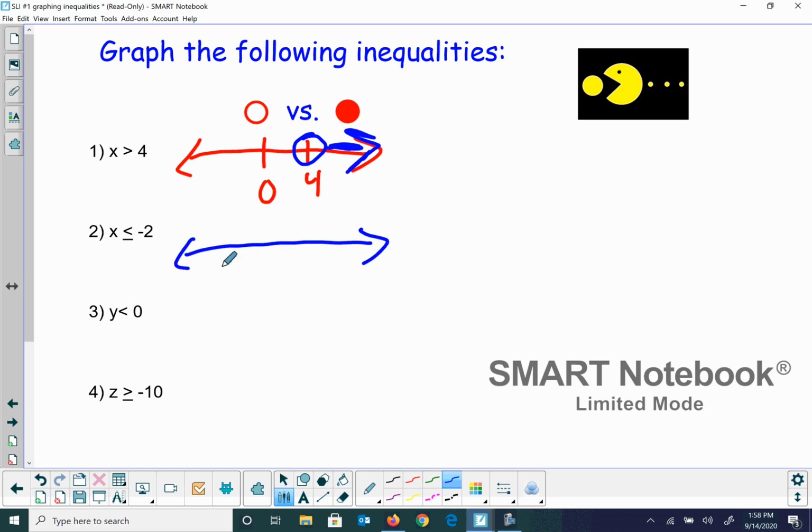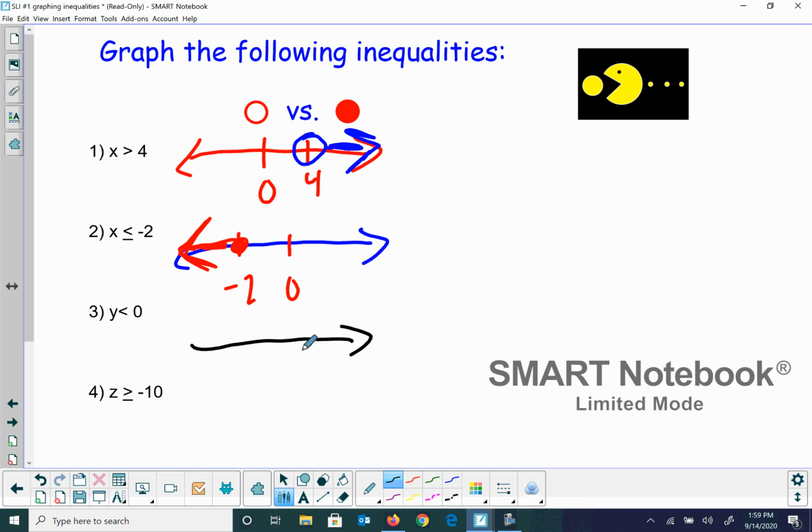Next problem, maybe put the 0 here. And we have a negative 2 down here. Do we include the point with the equal sign? Yes, we do. So it's going to be a solid dot. And I want values that are less than or equal to. So it's going to go ahead and shade that way. And we have a solid dot on that one. So we'll be looking at that as that for teachers.